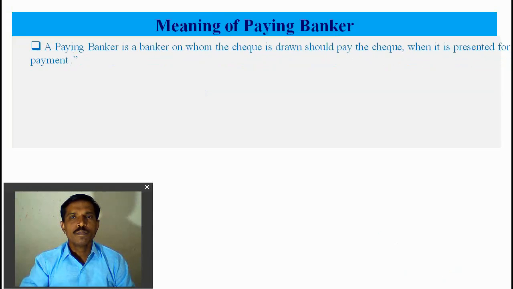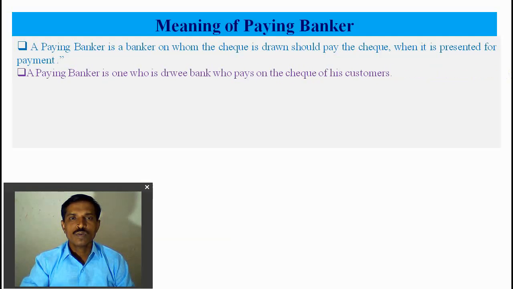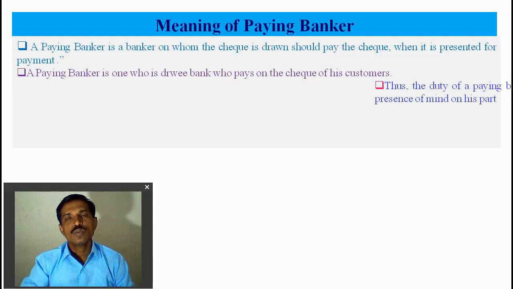So, the meaning of paying banker. What is meant by the paying banker? The paying banker is the one on whom the check is drawn, and should pay the check when it is presented for payment. So the paying banker is the banker who pays the check of the customer. The paying banker is the drawee bank, which pays the customer's check on their behalf to a third party.